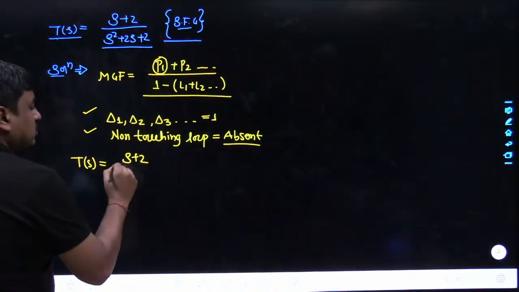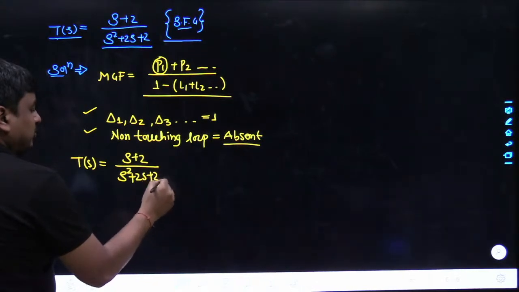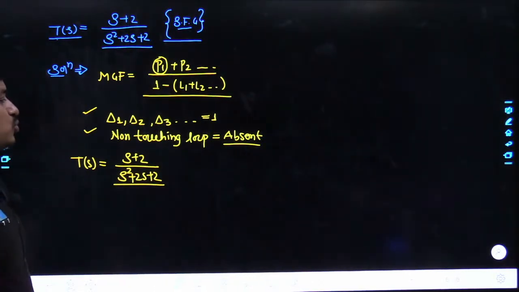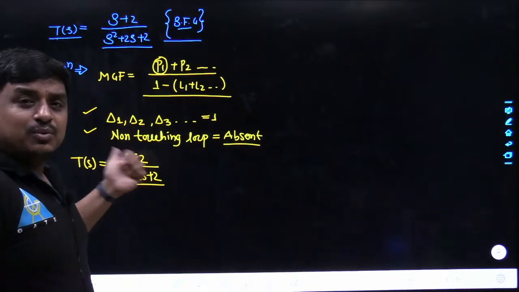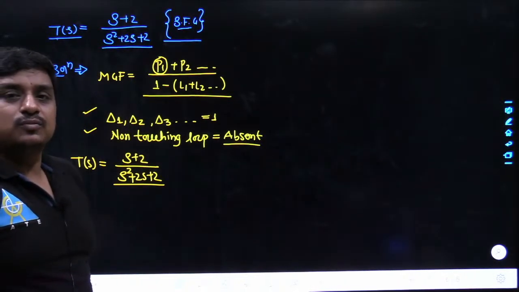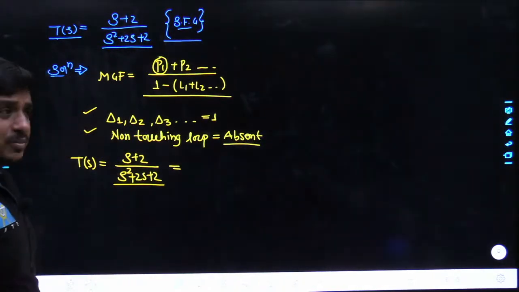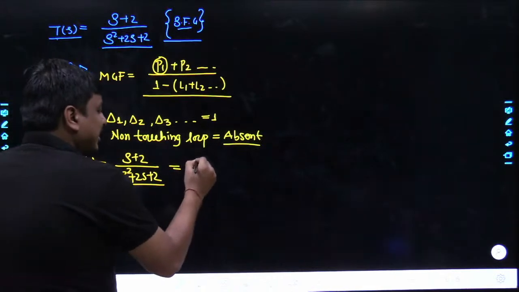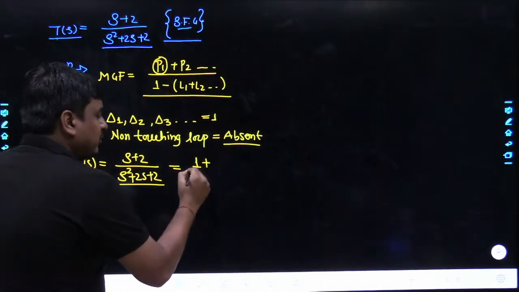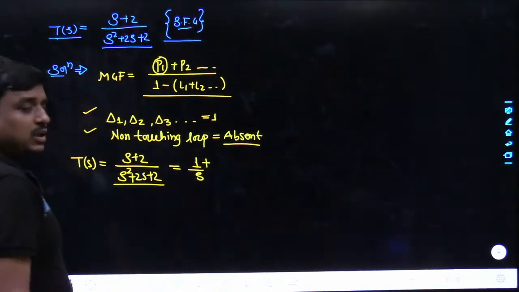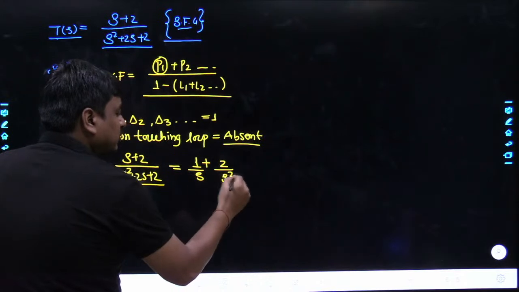S plus 2 divided by S square plus 2S plus 2. What I used to do, I used to take the highest degree of S from the numerator as well as denominator. So here S square has been taken common from the denominator. The factor left at the numerator is S divided by S square, which is simply equal to 1 upon S. And similarly 2 divided by S square is simply 2 divided by S square.